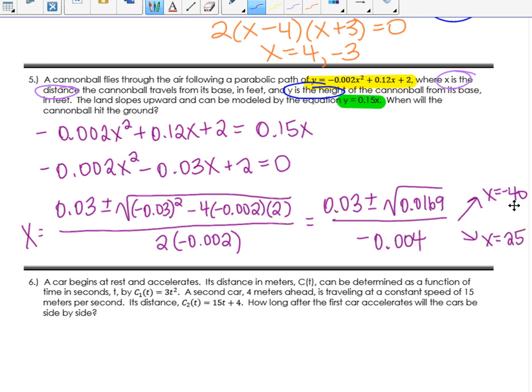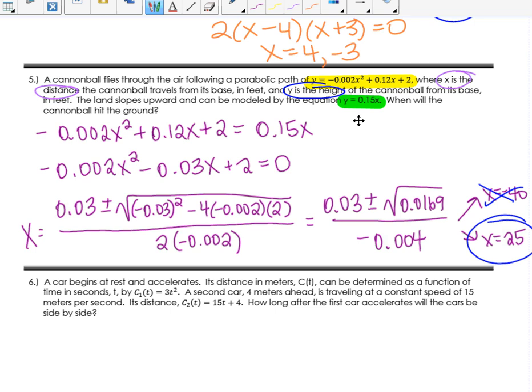Okay, so let's think about this. X is distance. Contextually, we are not going to have a negative distance it travels from the base. So your x value is 25. Now you want to make sure you're answering the right question. This says, when will the cannonball hit the ground? So it's going to hit 25 feet from the base.